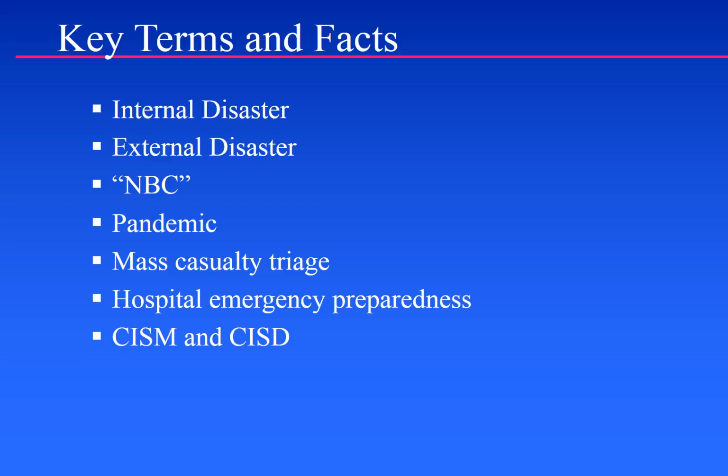Hospital emergency preparedness is something you will learn wherever you're working. Every hospital has programs, drills, and triages, depending on where you're working, and the hospital in the area can become the command center if there's a mass casualty in that area. CISM, CISD is critical incident stress management and debriefing, which needs to occur after any type of disaster, mass casualty, or anything like that. And that is the end of these chapters, and I will see you in class.